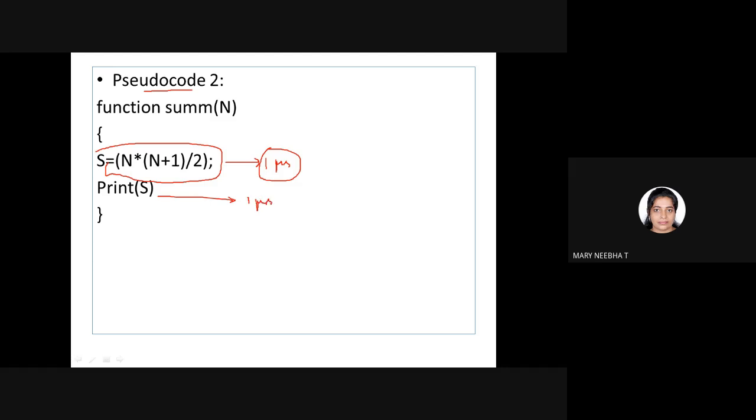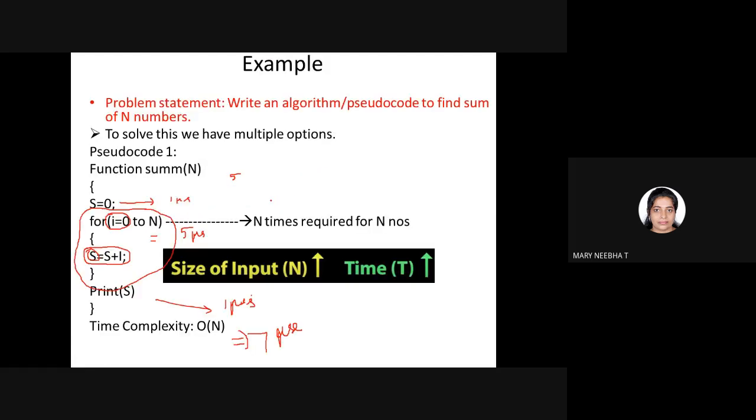So totally, how much time is required here for this execution? 2 microseconds. Irrespective of the number of numbers. For example, if I want to find the sum of five numbers, in that case also I'll get the same time, 2 microseconds. But in the previous case, if I want to add five numbers, I'm getting 7 microseconds.